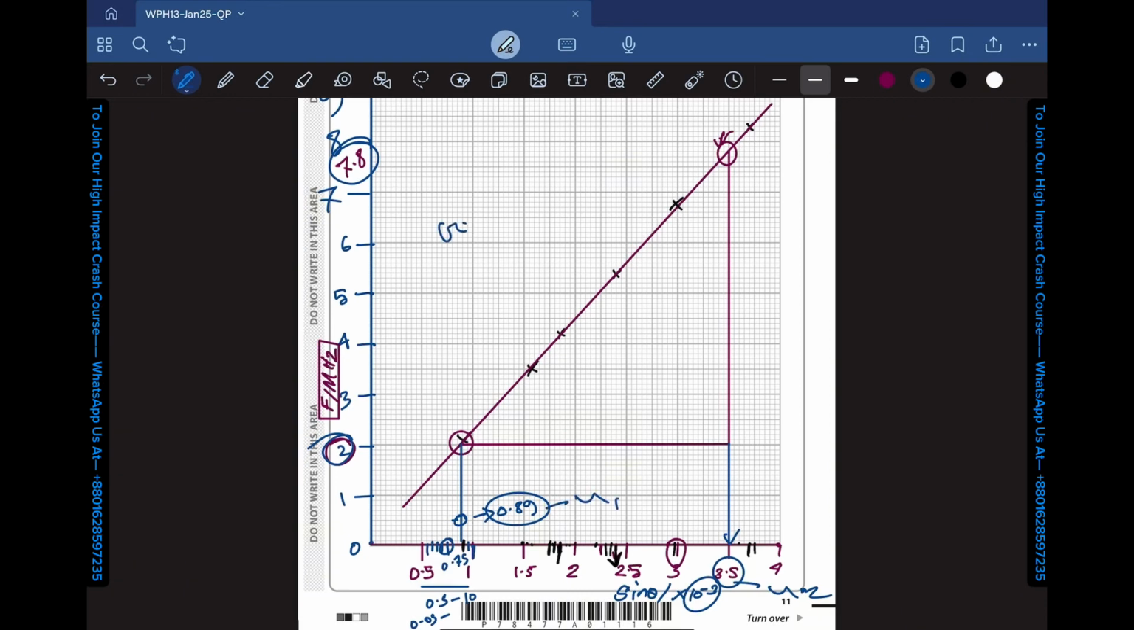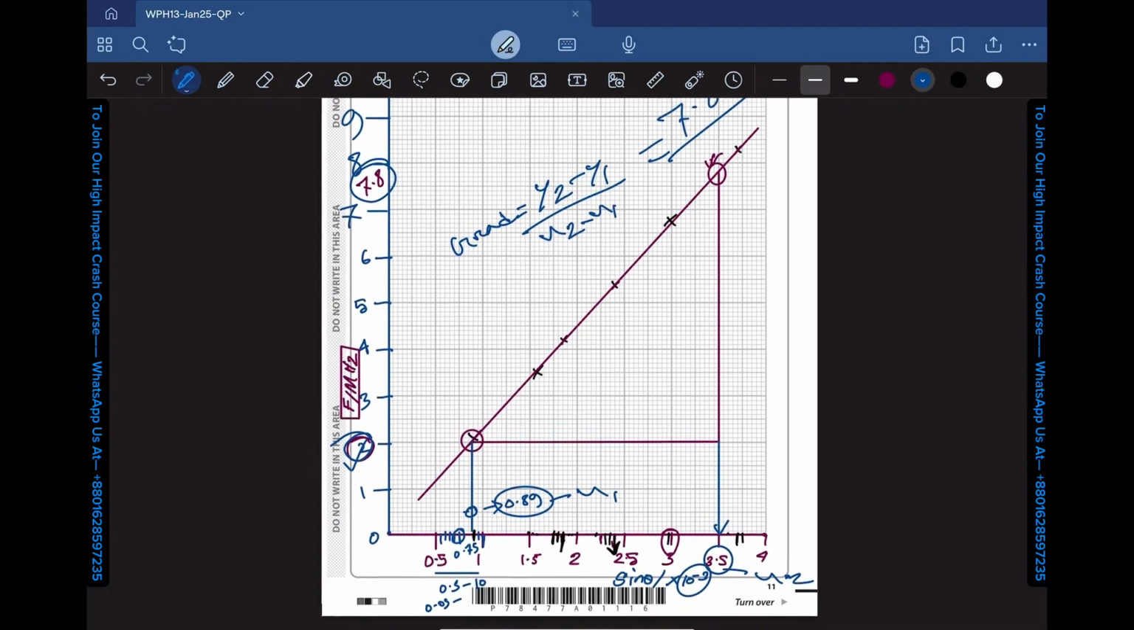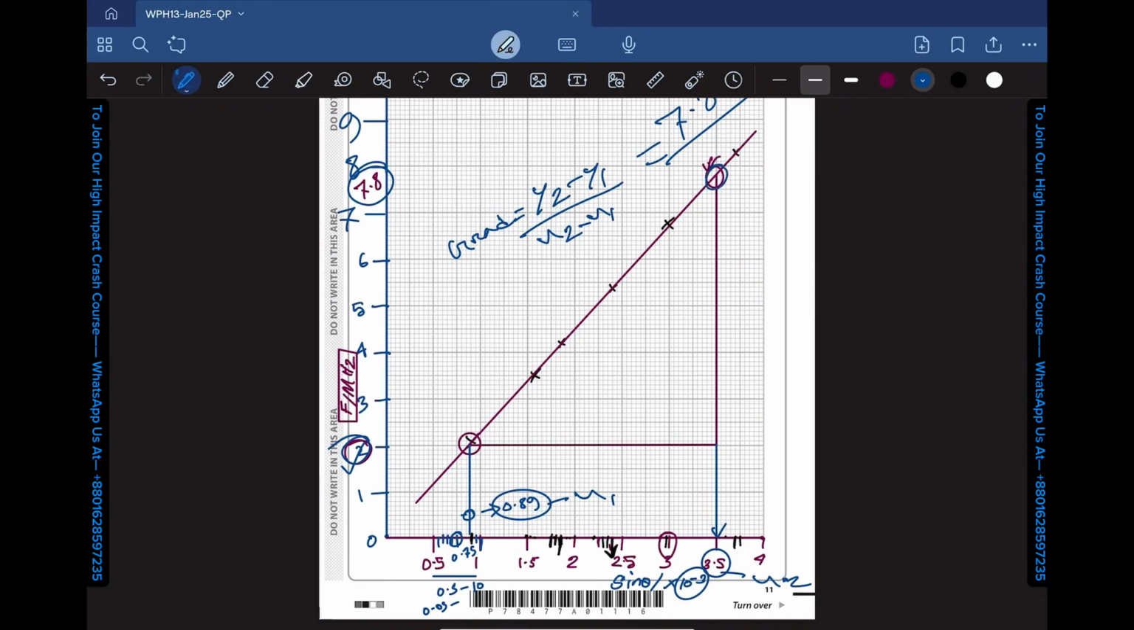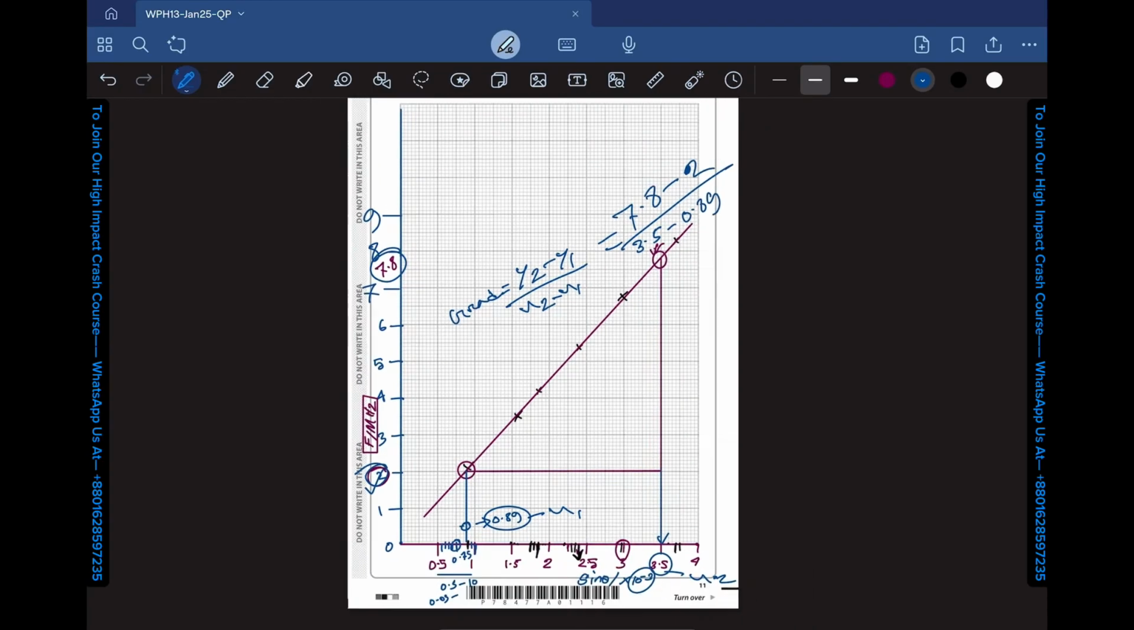And we know the formula of gradient is y2 minus y1 divided by x2 minus x1, and we know our y2 value was 7.8 minus our y1 was 2, divided by our x2 was 3.5. Why did we take this one as this one? Because this is the value for which the x2 was, right? So we'll take this as our x2, which is 3.5 minus 0.89. So using them we will actually calculate our gradient.